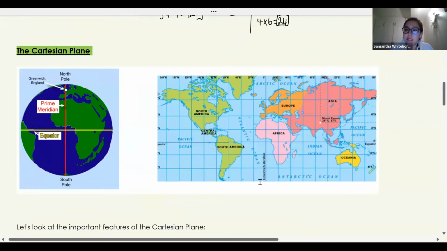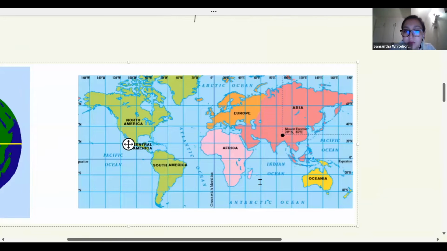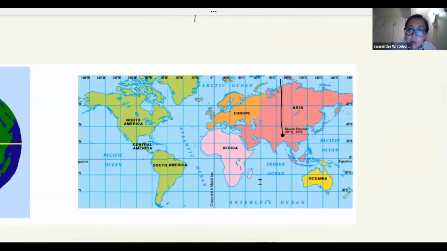Now, if we think about real world examples of a Cartesian plane, all of you do geography, all of you do map work in geography. When you think about coordinates and lines of latitude and longitude, that is like a Cartesian plane. They allow you to pinpoint a very specific position on a map. For example, if we wanted to pinpoint where Mount Everest is in the world, we can read off its coordinates, latitude and longitude, north, south, east, west, and we know exactly where it is on the globe.